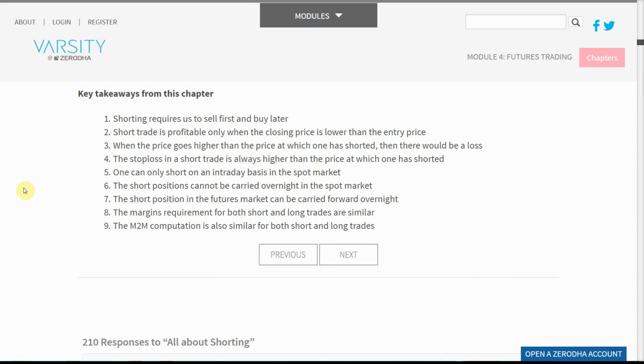The stop loss in a short trade is always higher than the price at which one has shorted. One can only short on an intraday basis in the spot market. The short positions cannot be carried overnight in the spot market. The short position in the futures market can be carried forward overnight. The margin requirements for both short and long trades are similar. The M2M computation is also similar for both short and long trades.